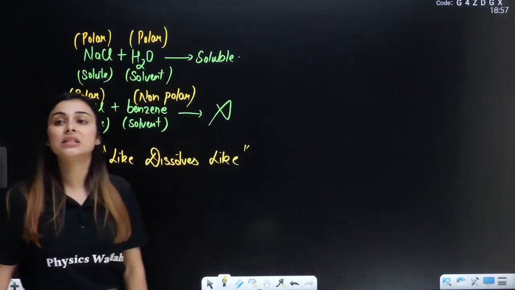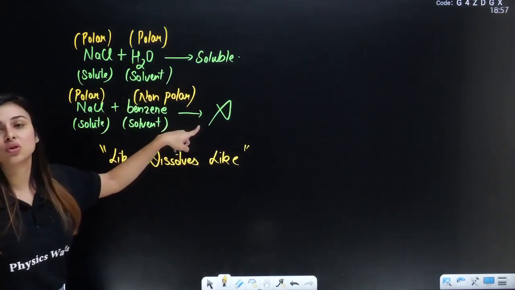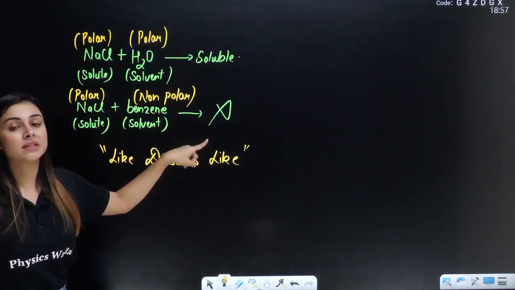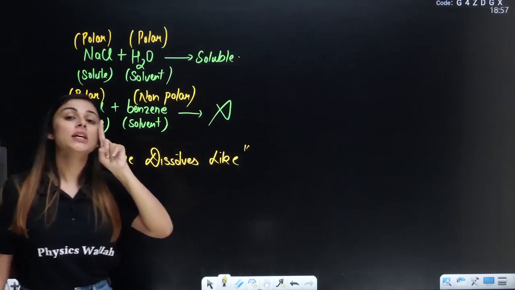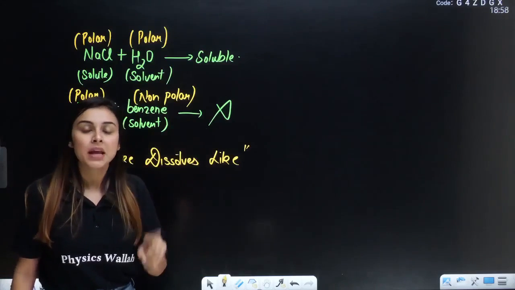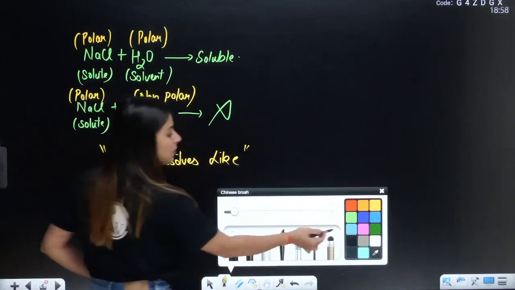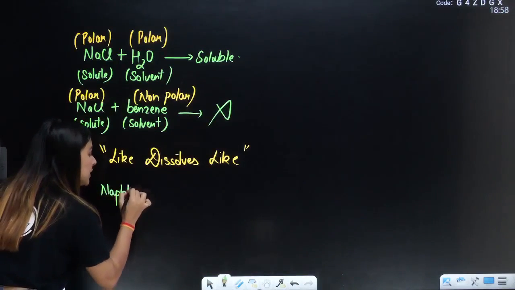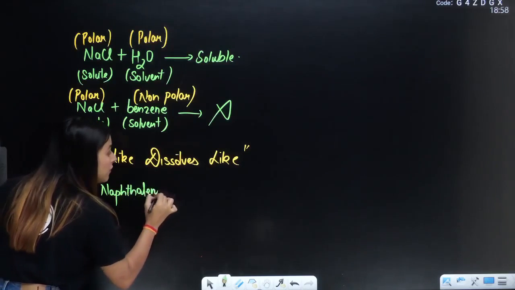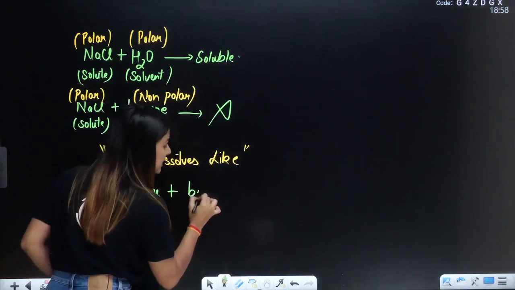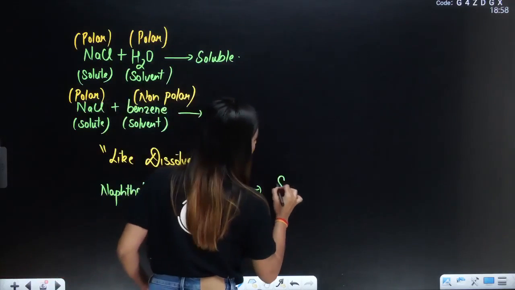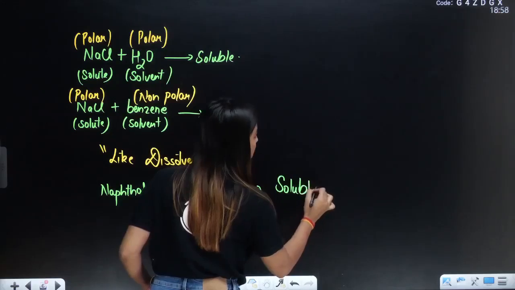And that is the reason they both are not soluble. That is the reason your salt is not soluble in benzene, because they are not the same. If I say that I want to dissolve naphthalene in benzene, then my dear students, they will be soluble. They will dissolve.